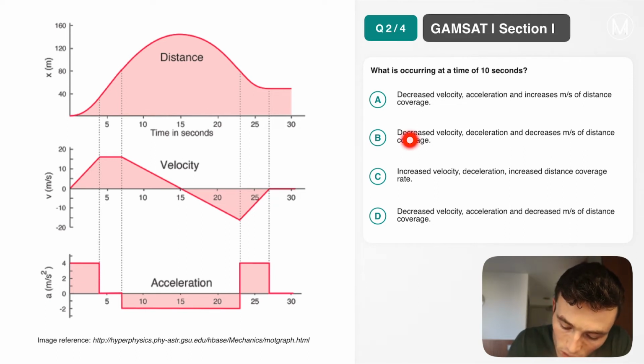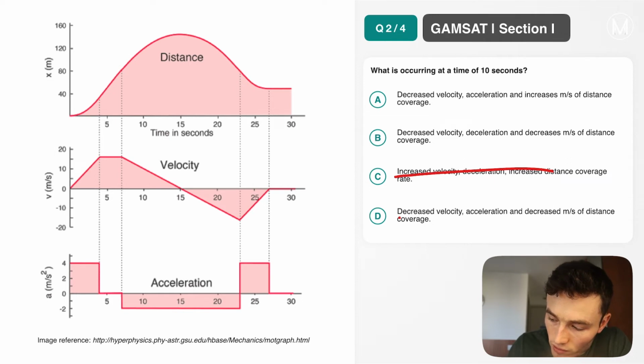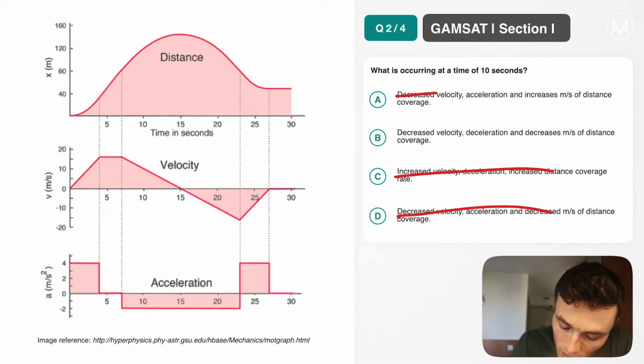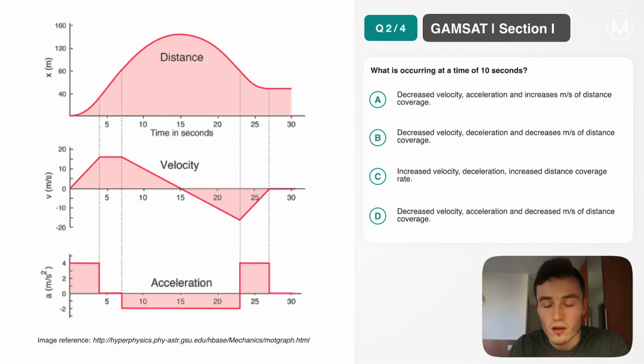But here, so decrease velocity. So we know we are decreasing velocity at 10 seconds, so that's fine. So we can omit C. We also know we're decelerating, so we're not accelerating. So that already gives us our answer, because 2 of these here say that we're accelerating. This one here says we're accelerating. This one here says we're accelerating, and we're not. So indeed, the answer is B.